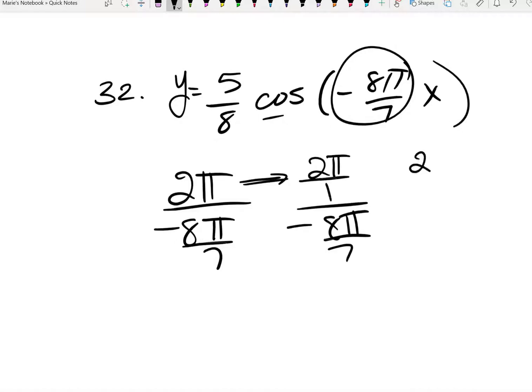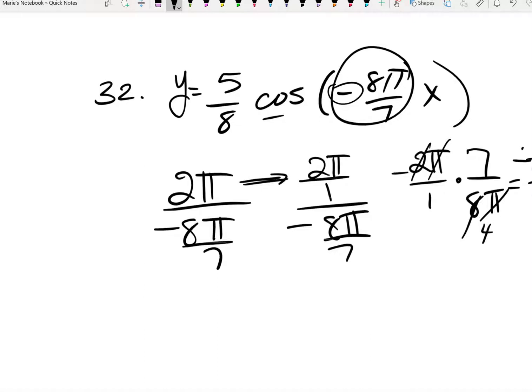So if I keep change flip, I get 2 pi over 1 times 7 over 8 pi negative. And so this reduces to 4. The pi values cancel, and you're left with 7 over 4 for this one. It should be just 7 over 4. And we ignore, obviously, the negative sign, it doesn't really play a role for this anyway.